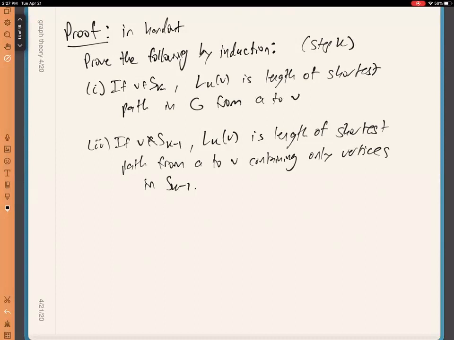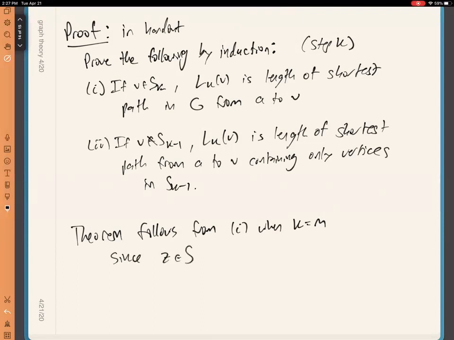Right. So why does this imply the theorem? Well, the theorem follows from case one when k is equal to m, right? Since then Z is in Sm, and therefore the label of Z is the length of the shortest path.